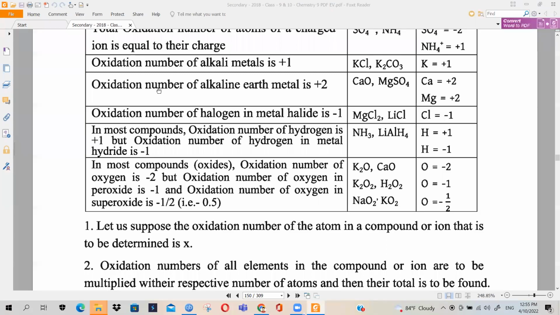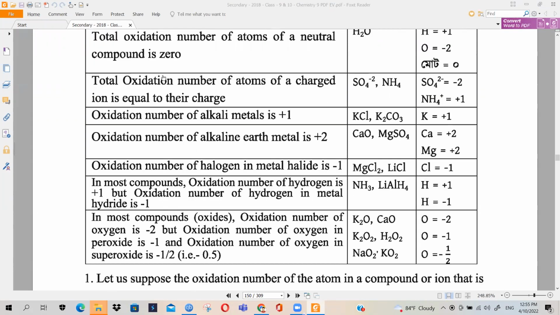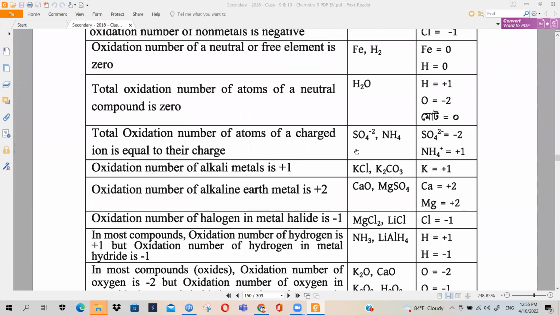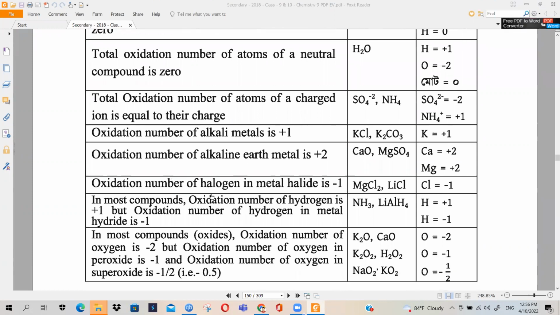Okay, so we were discussing the rules of figuring out the oxidation numbers. Now, the oxidation number of alkali metals is +1. This is very easy to understand because they lie in group 1, so that means they will release 1 electron. The oxidation number of alkaline earth metals is +2. This is also easy to understand.